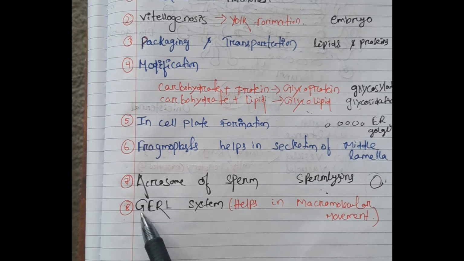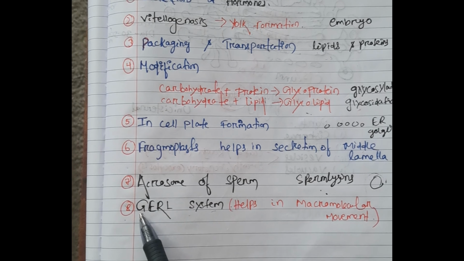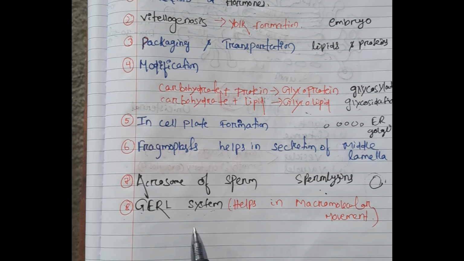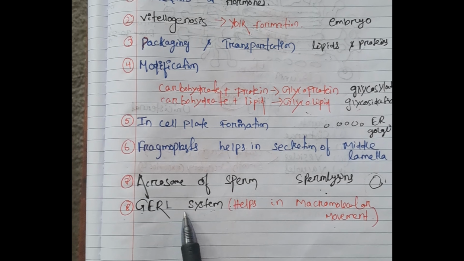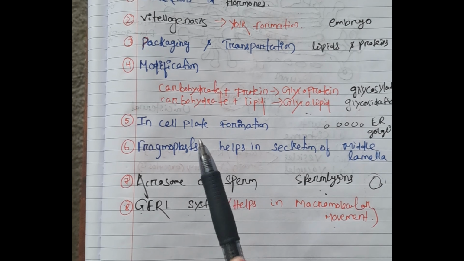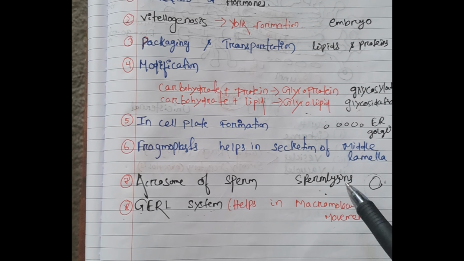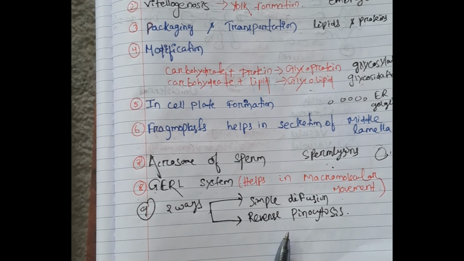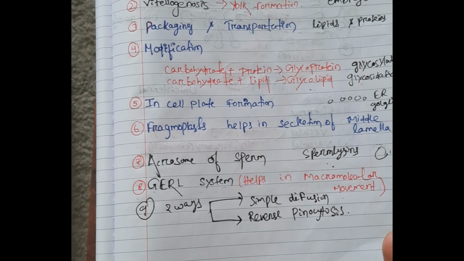And next is the GERL system. GERL means Golgi endoplasmic reticulum and lysosome system. It helps in the macromolecular movement. So that's why the Golgi body is known as the director of macromolecular transport in the cell. We have to talk of secretion. Now here also we need to talk of how the secretion is released.